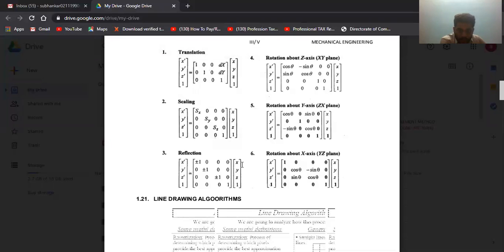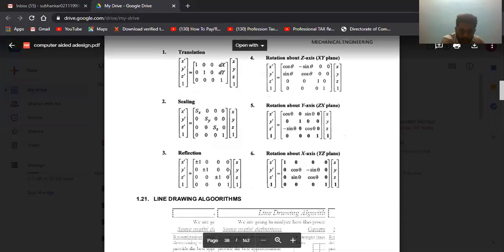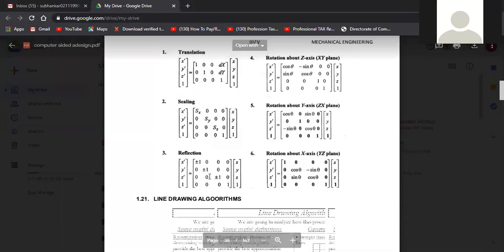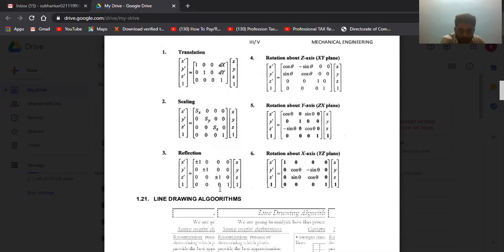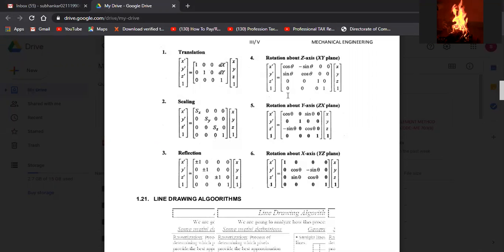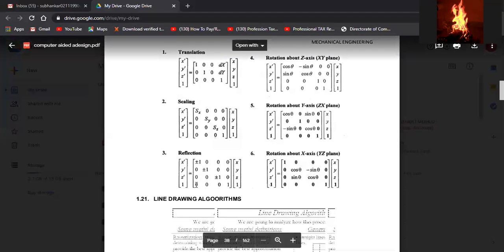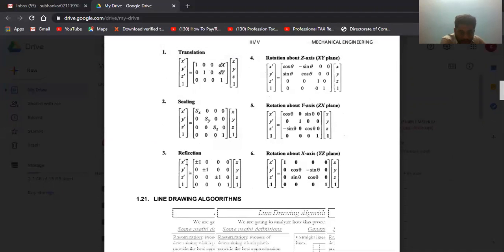See, you are talking about 3D. Along x, this is the reflection value. Along y, this is the reflection value. Along z, this is the reflection value. Why am I doing it as 1? Because I need to follow the multiplication rule procedure. The identity matrix of the transformation matrix will be 1 in every case. This is the identity matrix for this 3D transformation matrix.